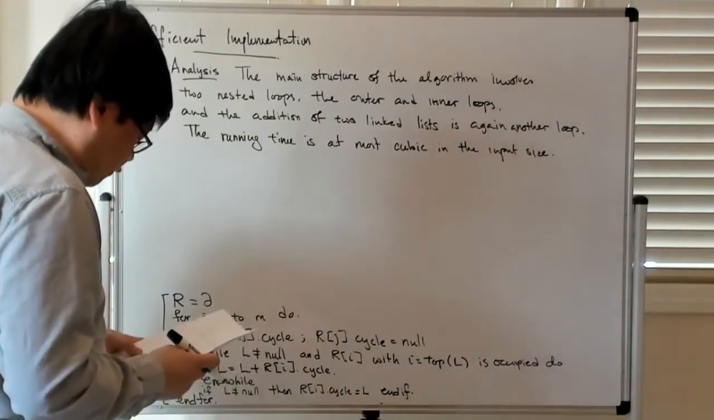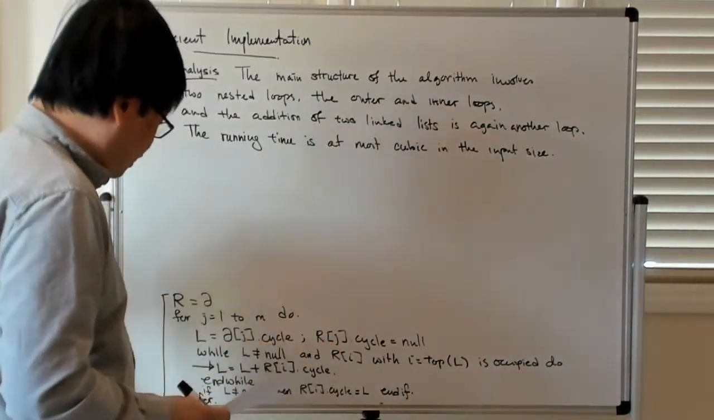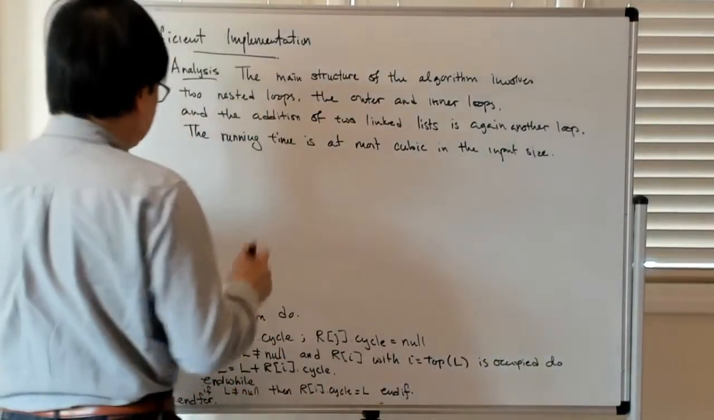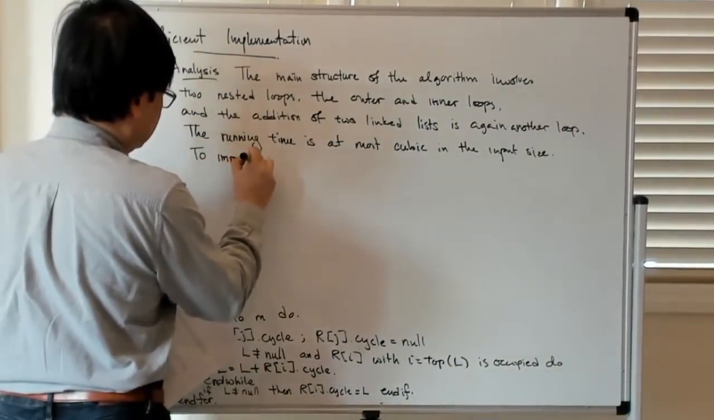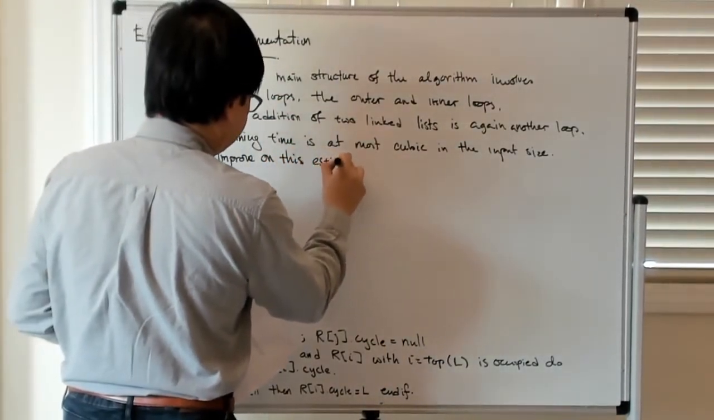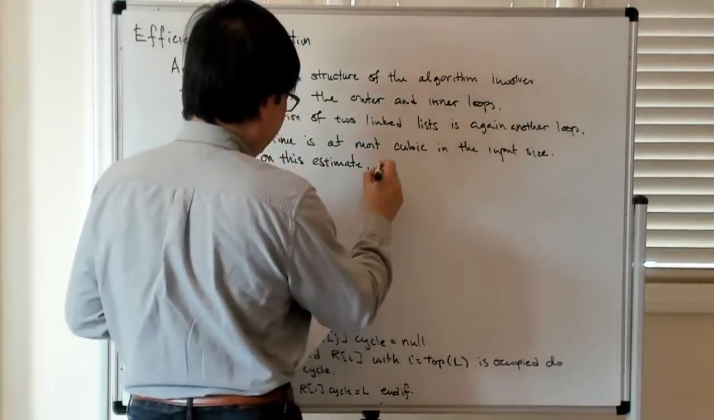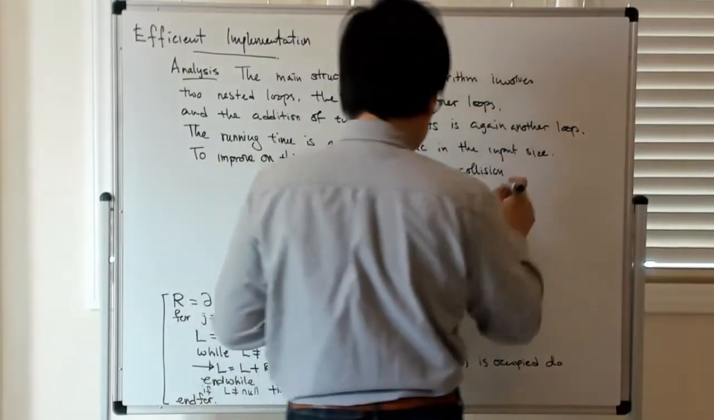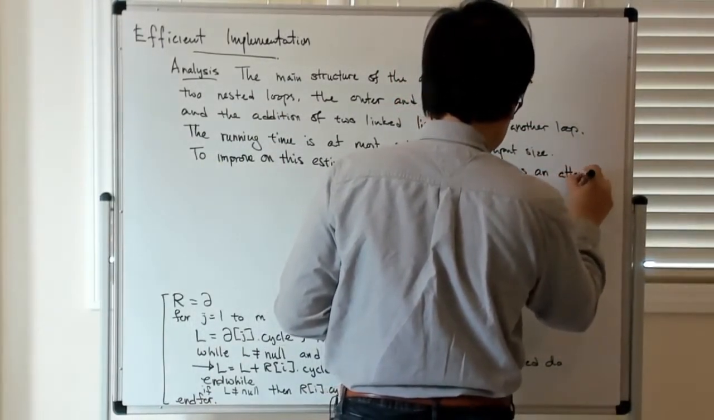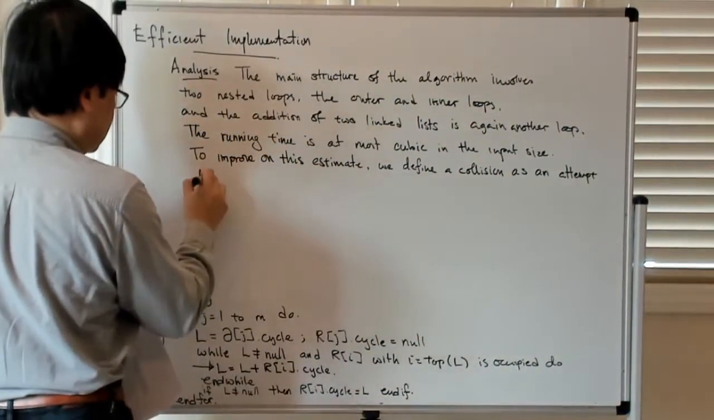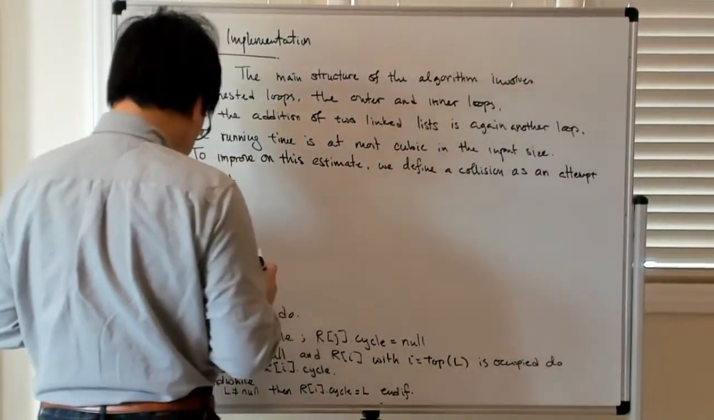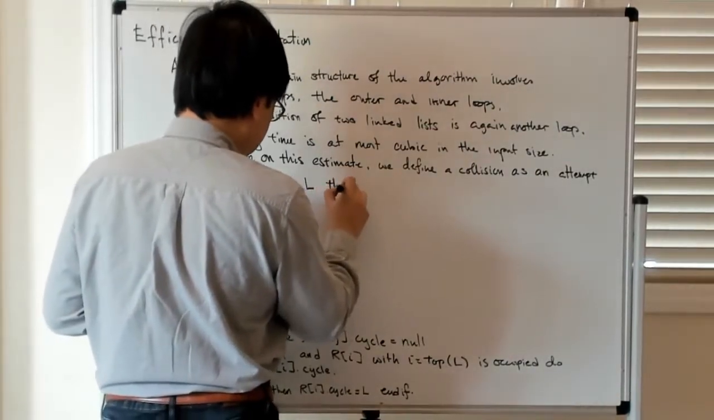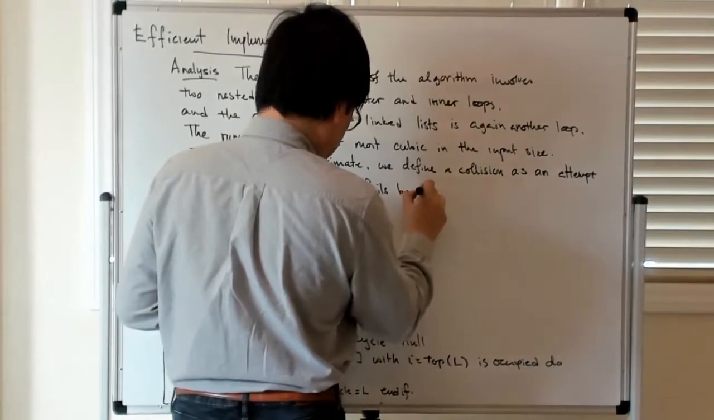If you want to do a more careful analysis, then the other question is when you have to run this inner loop as well, right? So to improve on this estimate, we define a collision as an attempt to deposit the list L that fails because the entry is occupied.